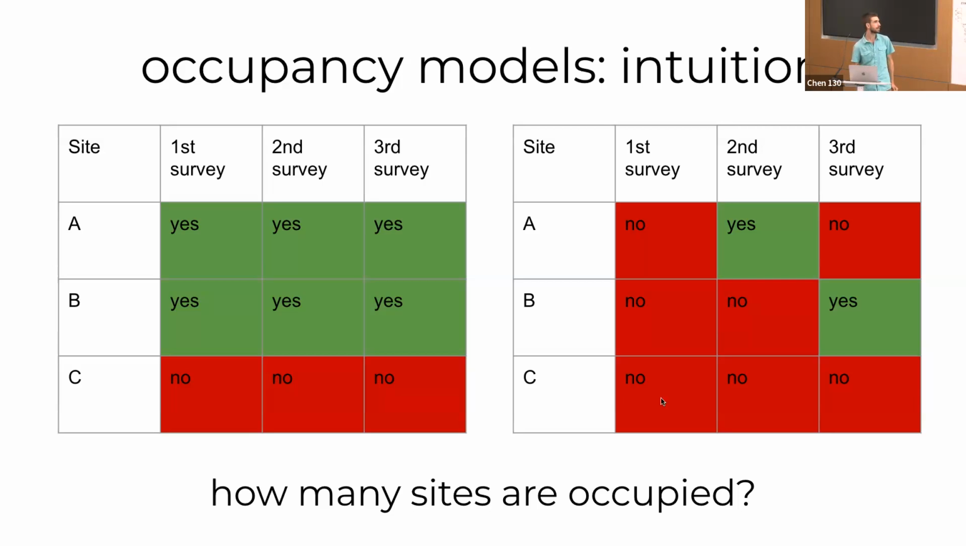So the idea of an occupancy model is statistically to do exactly what we just did logically there, which is fill in some of these gaps where we didn't see something that may have been just because of imperfect detection rather than because the site was not occupied. So that's the high-level intuition of what an occupancy model is doing.